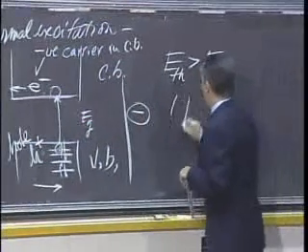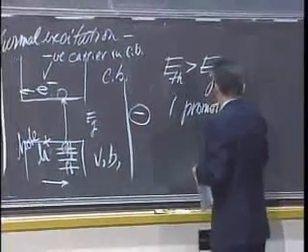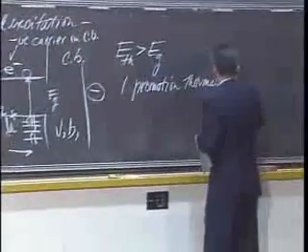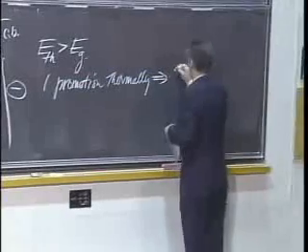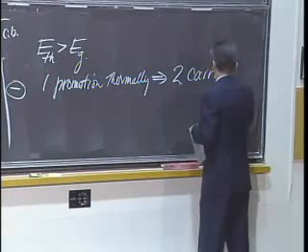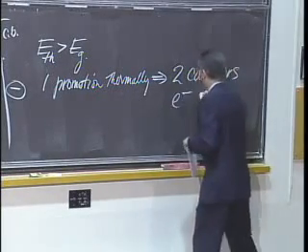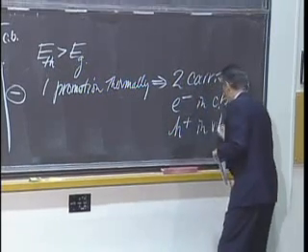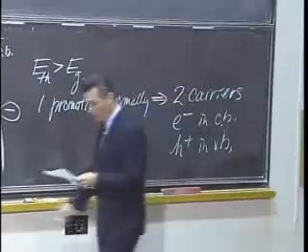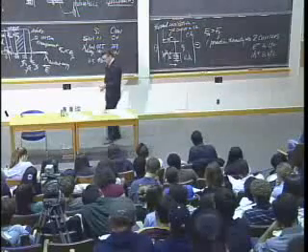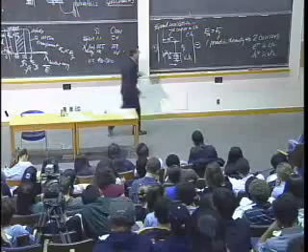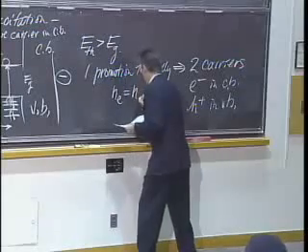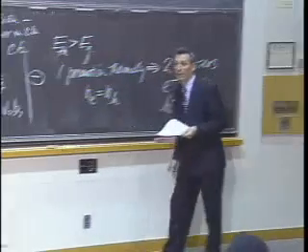So one promotion thermally generates two carriers. We get an electron in the conduction band and a hole in the valence band. So now we have some conductivity that is quite different from what we're used to. And in fact, the numbers are equal, right? The number of electrons that we generate is equal to the number of holes that we generate.